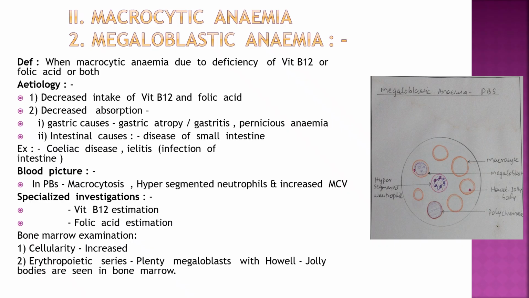Special investigation can be serum vitamin B12 or serum folic acid, or bone marrow examination. In that you can see increased cellularity because of the increased RBC production, and then many megaloblasts you can see with Howell-Jolly bodies. So Howell-Jolly body is a pink colored dot present in the megaloblast in the bone marrow or in the macrocyte in PBS. So it is called Howell-Jolly bodies. It is diagnostic of megaloblastic anemia.